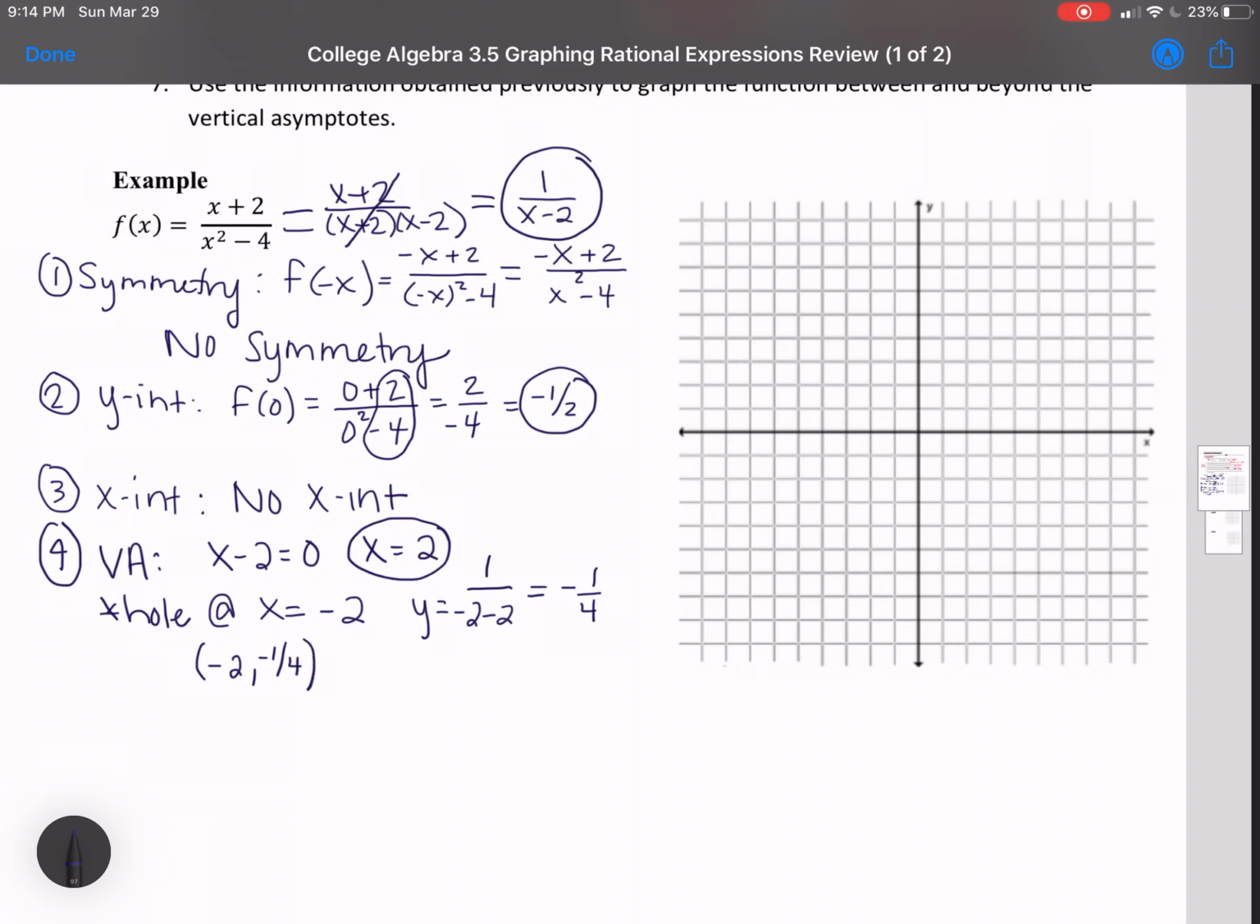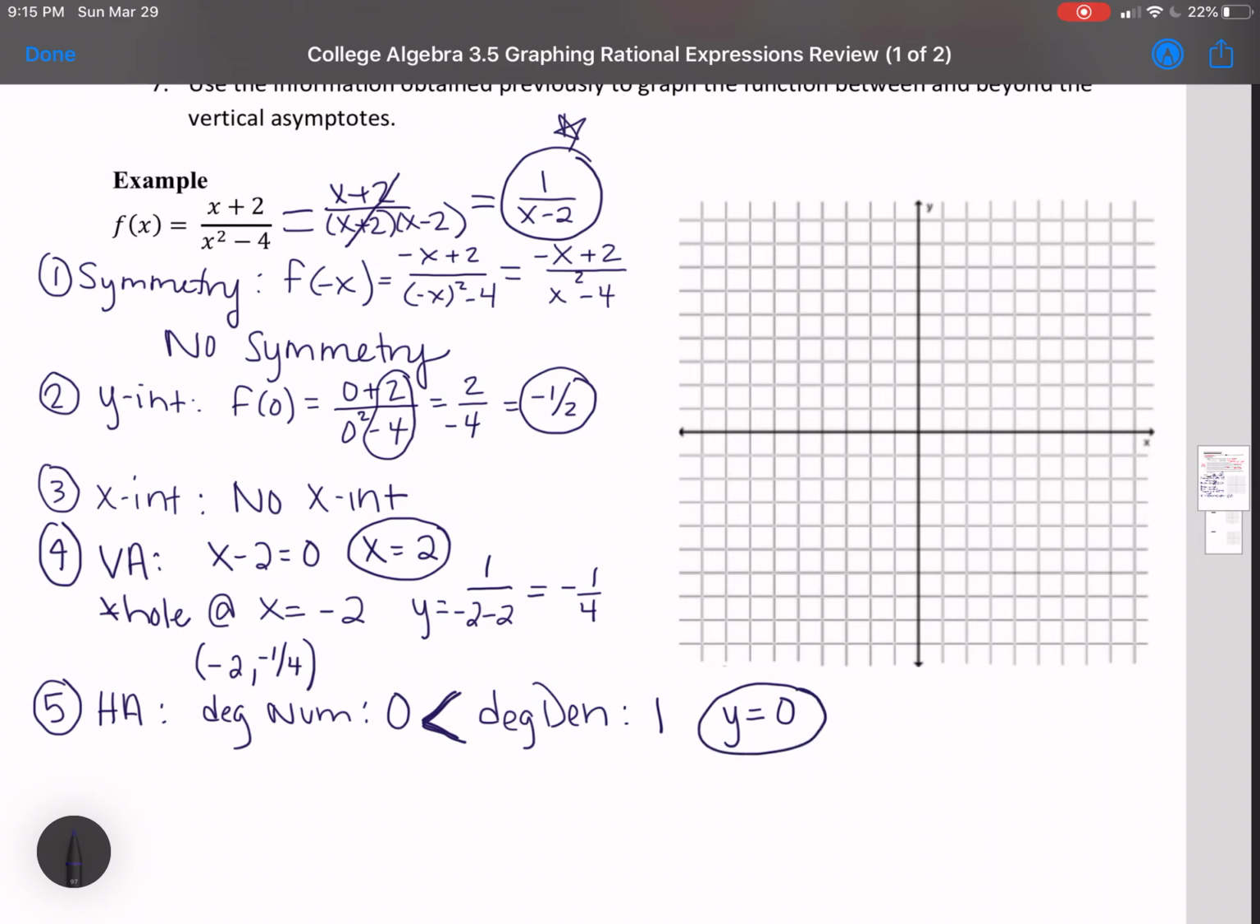Next we want to look at our horizontal asymptote. We're going to look at the degree of our numerator, and we are again going to use this factored form, simplified. So the degree of the numerator is 0, and the degree of our denominator is 1. Since the degree of the numerator is less than the degree of the denominator, our horizontal asymptote is y equals 0.